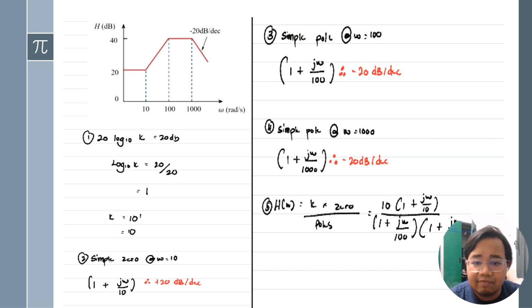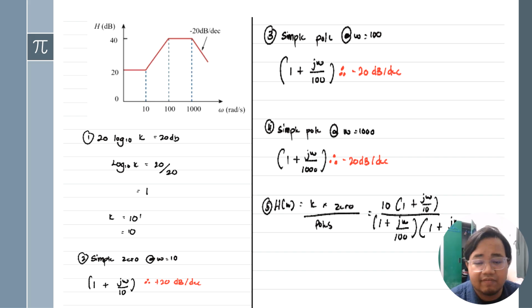And step 4, we can identify the third corner frequency, which is we look at the final change point at omega equal to 1000. So the graph goes from 0 decibel to sloping down negative 20 decibel, which is another simple pole in the denominator, since the corner is at 1000. So 1 plus j omega per 1000.